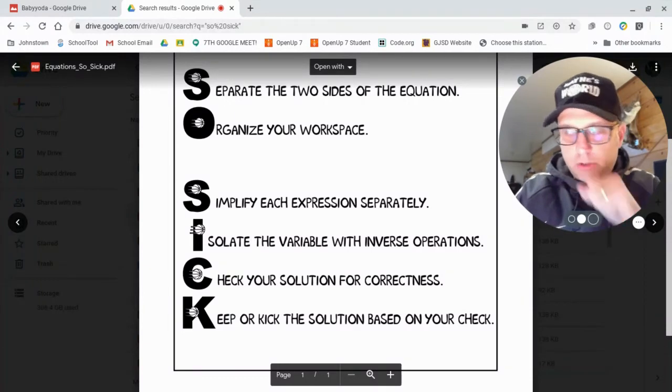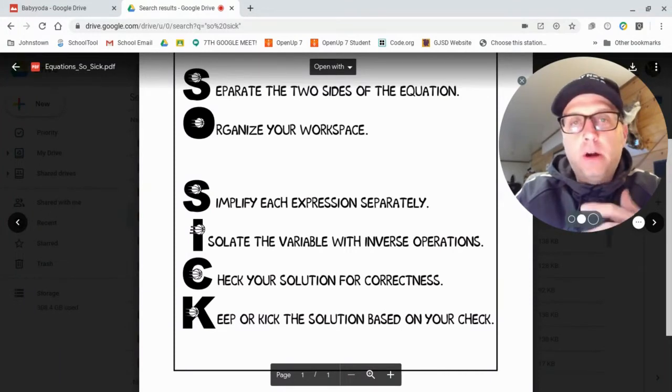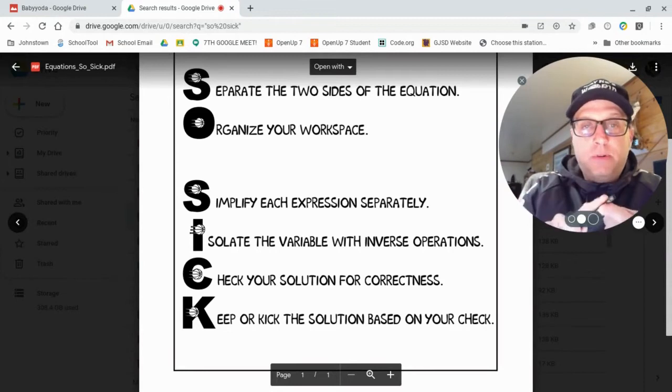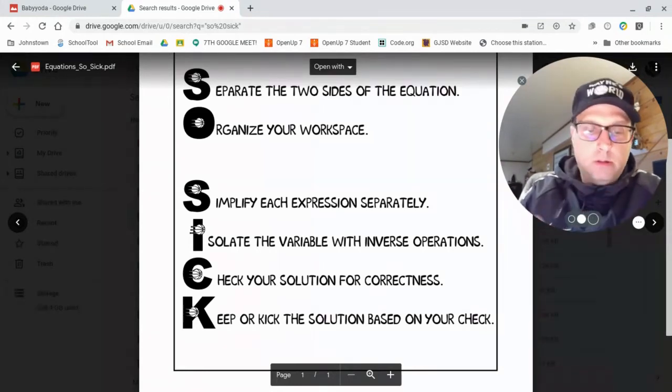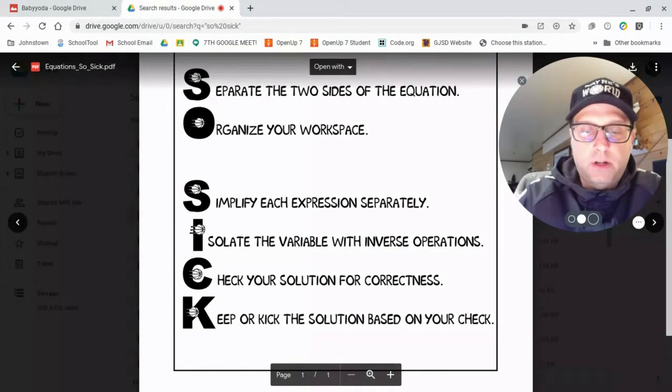If you feel that you will perform a lot better on the arithmetic with a calculator, make sure you've got a calculator available. So the "so" in "so sick" is separate and organize. Now here's the sick part. The S in sick means to simplify. So simplify each expression separately.